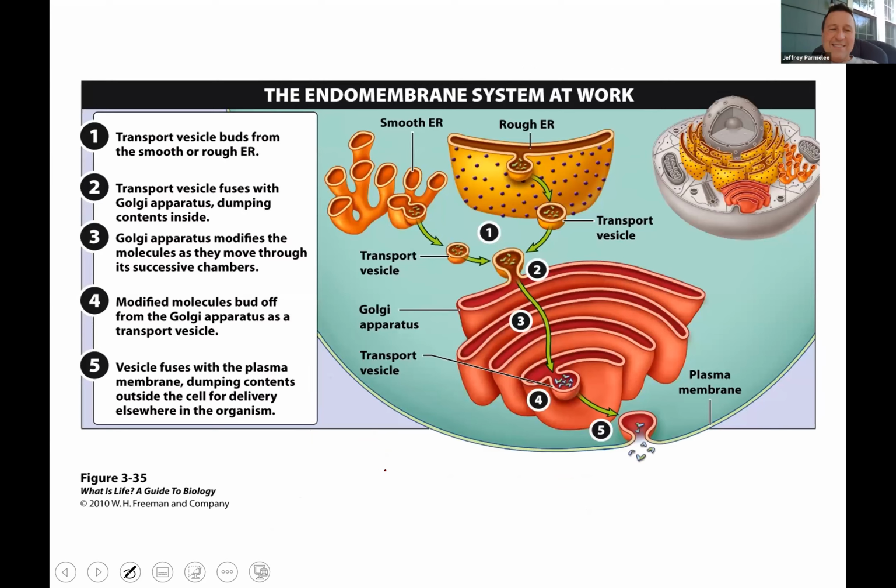Yeah, so that's kind of to show you what's going on. Smooth ER making some lipids, rough ER making proteins, Golgi putting them together sometimes or modifying them and sending them on their way.